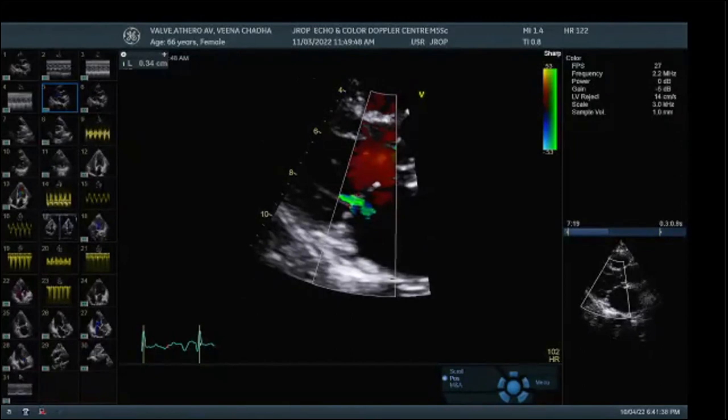Anything else, Clay? No, sir. So don't go beyond this. If you are able to do this, it is known as vena contracta. If the vena contracta is more than 0.7 centimeter, this is always a severe MR. If it is associated with a dilated LV, it is further a severe MR.